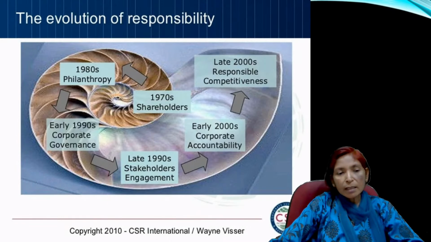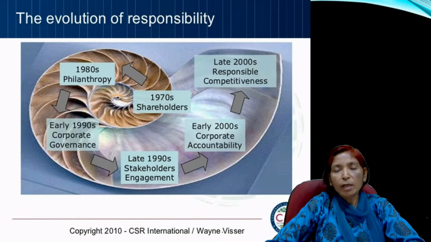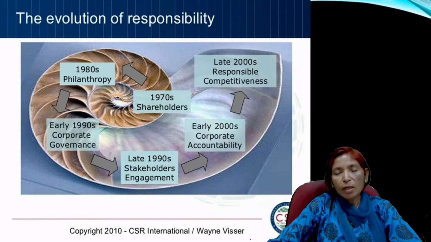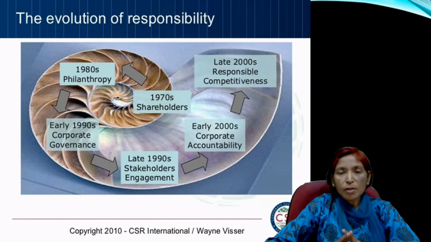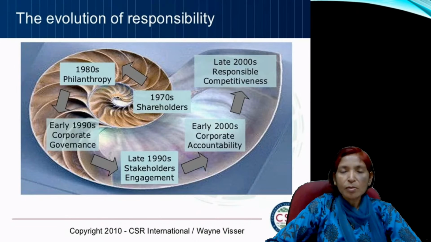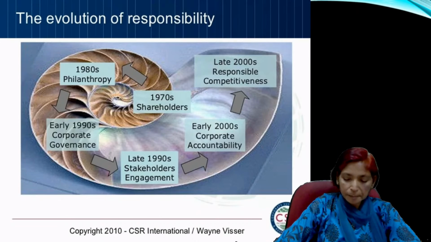And in the 1990s, corporate governance was also included in CSR, and in the late 1990s, stakeholder engagement was included in CSR, and in the late 2000s, responsible competitiveness, meaning a healthy competitive environment must exist. This concept was also included in CSR.